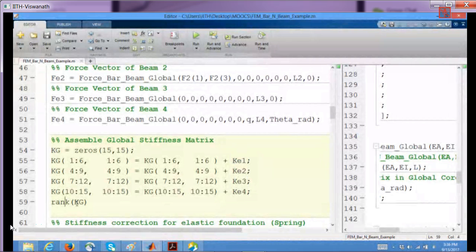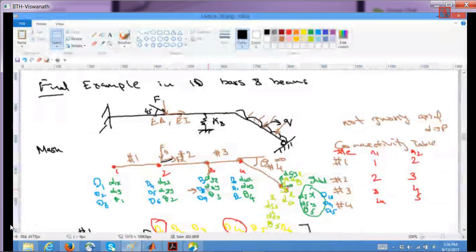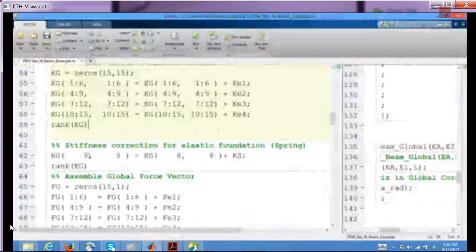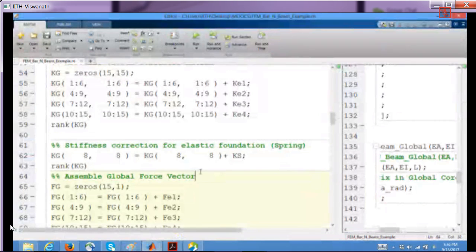Now let me adjust for this spring stiffness. I know that the existence of this spring is to stiffen this 8th position, to avoid this problem. So the stiffness Ks of the spring would come and hit at D8 and D8. So at K global 8, 8, whatever is there, your spring stiffness will be added. Now, because this is one kind of constraint, the rank will increase by 1. This is the assembly of the stiffness matrix.